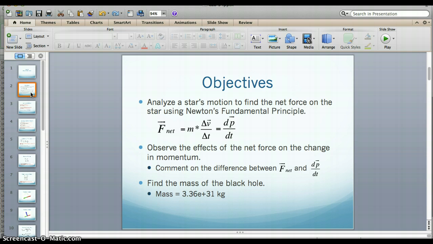So we're going to observe the effects of net force on the change in momentum and later comment on the difference between F net and dp dt. Later we'll find the mass of the black hole, which was one of the major results of this lab, and we found that the mass of the black hole equals 3.36 times 10 to the 31 kilograms.